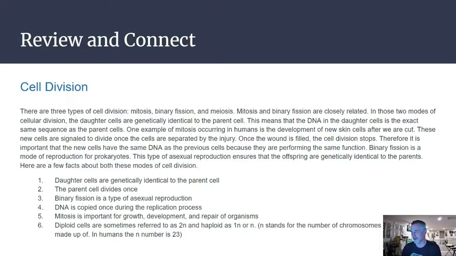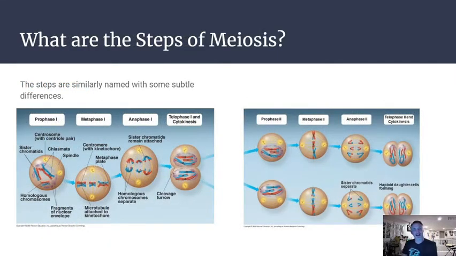So if we have a diploid cell, that means we have 46 total chromosomes, 23 pairs. As we go through this, keep those few things we just went over about mitosis in the back of your mind, because we're going to see that there are some differences with meiosis. All right, so let's jump right into this.